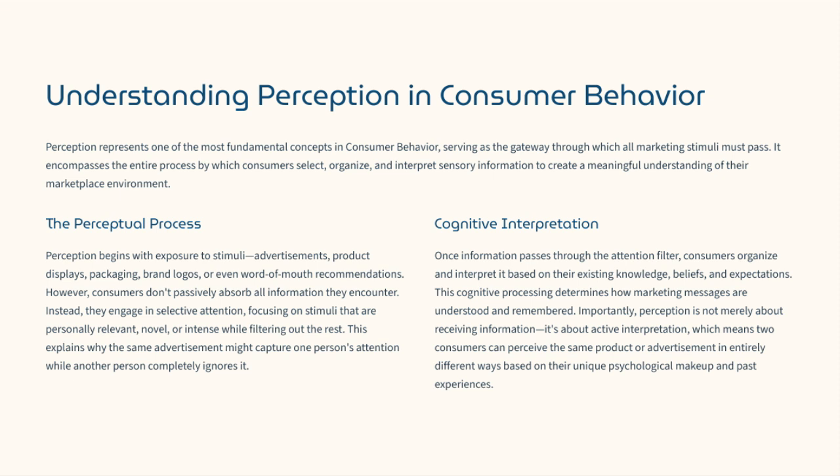This means that perception isn't just about passively receiving information. It's about actively making sense of what we see, hear, or experience. This cognitive process plays a crucial role in determining how marketing messages are understood and ultimately remembered. It's important to recognize that perception varies from person to person.